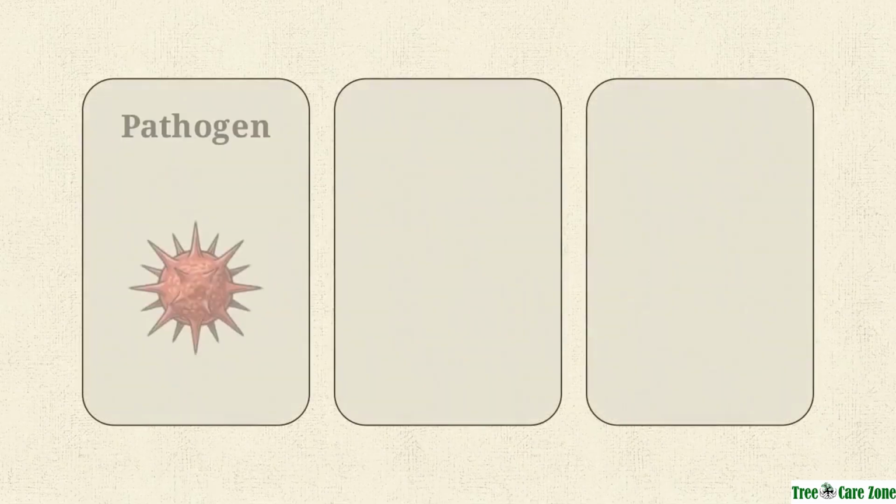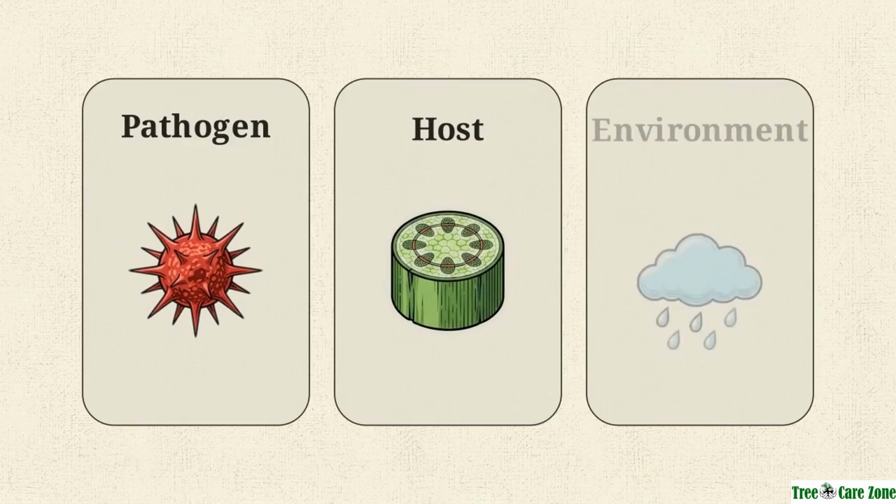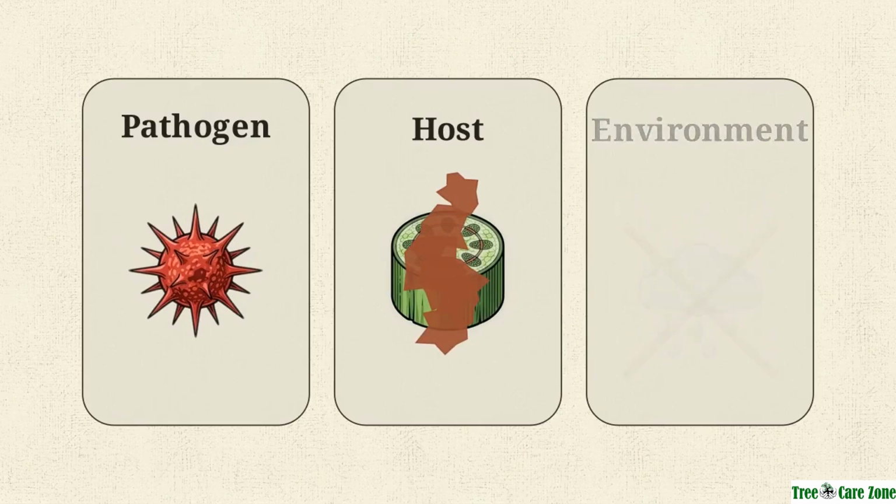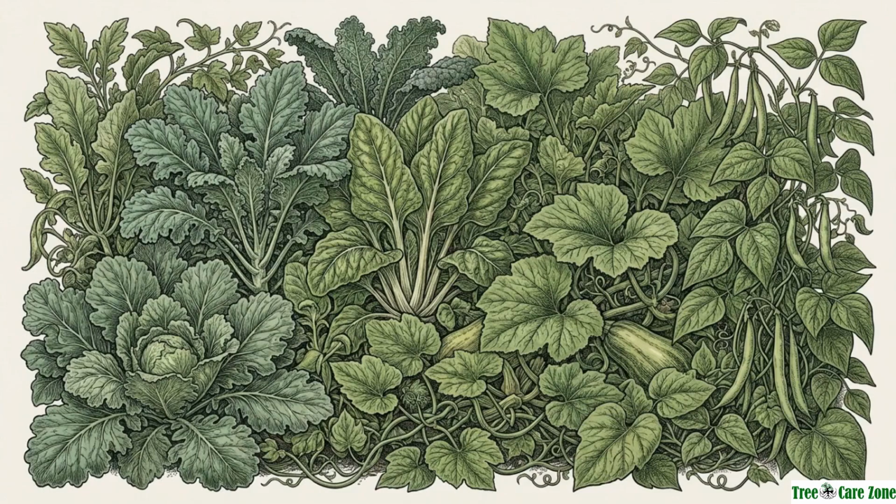A plant disease requires 3 overlapping conditions: a pathogen, a susceptible host, and the right environment. Eliminate just one variable, and the disease cannot survive. The easiest variable to control is the environment. Take physical spacing, for example.